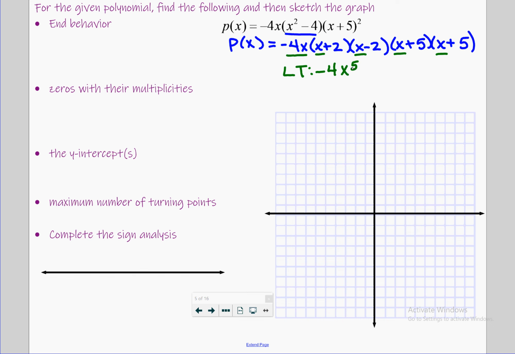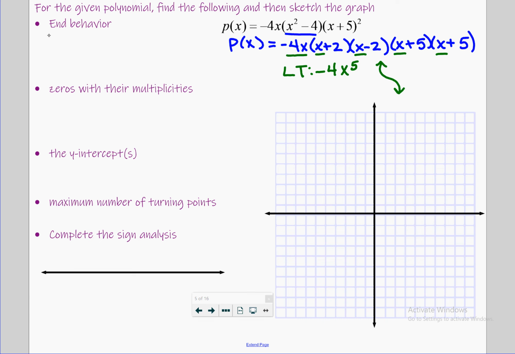If it's -4x to the 5th, can you sketch one of the 4 shapes: both up, both down, opposite directions? Which one's it going to be? What do we think? Opposite directions? Is it going to go up from left to right or down from left to right? Down from left to right because it's negative. That is what we're looking at. So you need to know those 4 shapes. Okay, so it's going to look like a cubic that's been reflected.